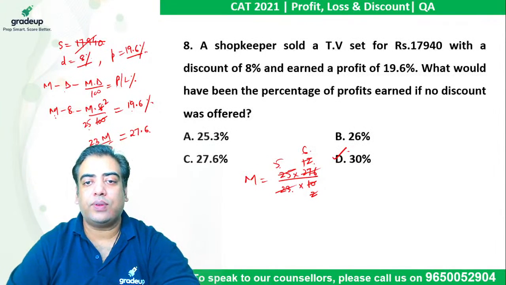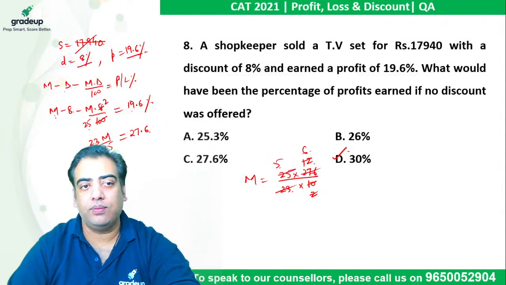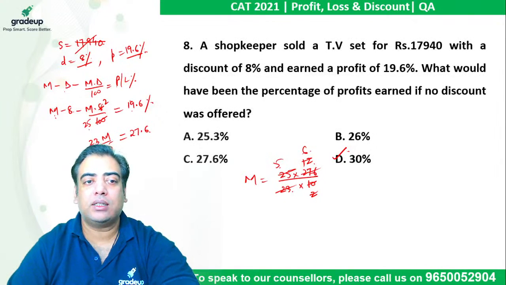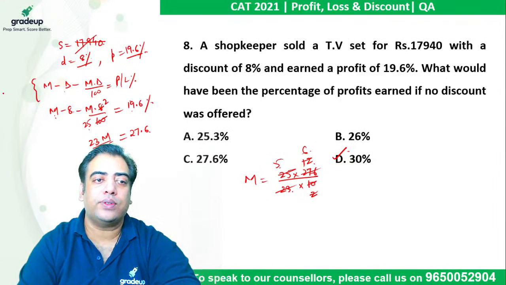So in this case, whatever the selling price is given to me plays no role here. And we can make our job easier if we just work with M minus D minus M into D upon 100 equals profit or loss percentage. And this is the result of successive percentage change. Please keep it in mind.